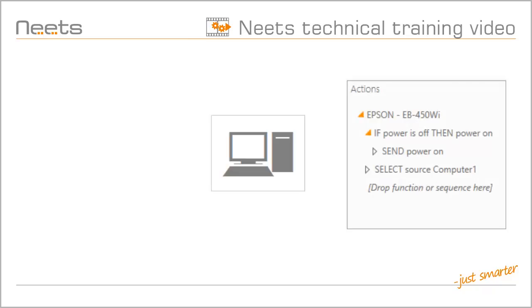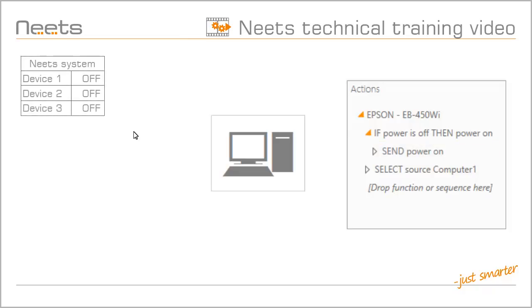its action tree. When you add a source sequence to a button, Neets automatically adds this function. It will check if the device is powered off, and only then will it run these commands. It knows if the device is off by knowing what power sequence was last sent to the device. This is something the Neets control system tracks automatically. Let me show you how it works.